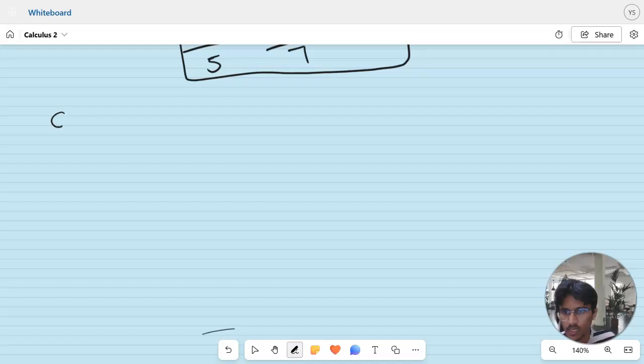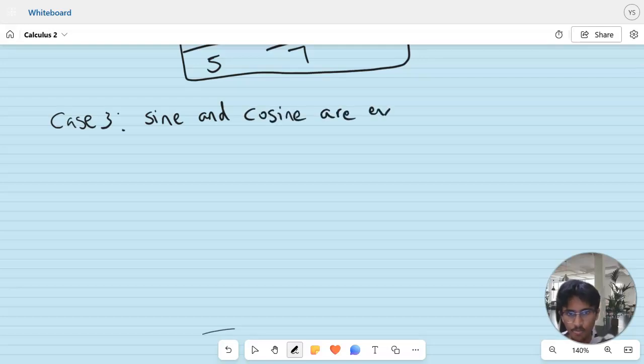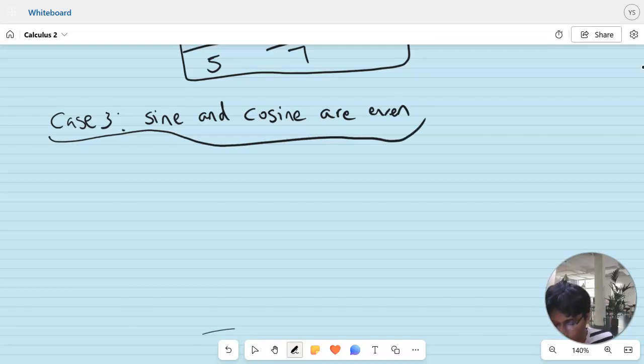Now let's see what happens when both the powers of sine and cosine are even. So sine and cosine are even, and what we would have to do is use the half angle formulas. I'm going to write down the half angle formulas if you were not able to note them down. Let's have a look through an example of how we are going to use the half angle formula.